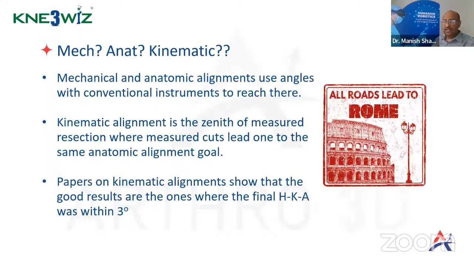Mechanical and anatomic alignments use angles with conventional instruments to reach there. Kinematic alignment uses measured cuts to lead one to the same anatomic alignment. And papers on kinematic alignment show that good results are the ones where the final HKA was within 3 degrees.